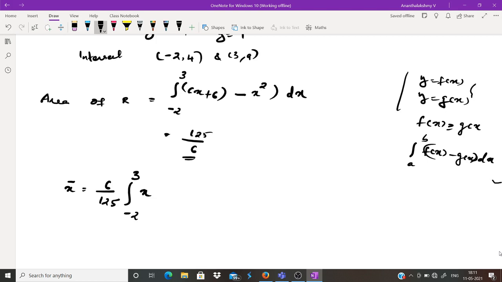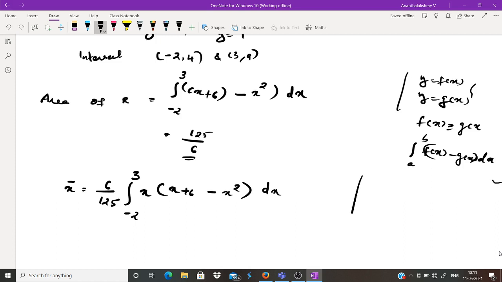So here, the curve is not just a single function f of x. Here that function is like f of x minus g of x. So you have to use that strategy here too, not just x plus 6 or x square. Here that function takes the form f of x minus g of x. So x times you have to put x plus 6 minus x square dx. Hope you find out.